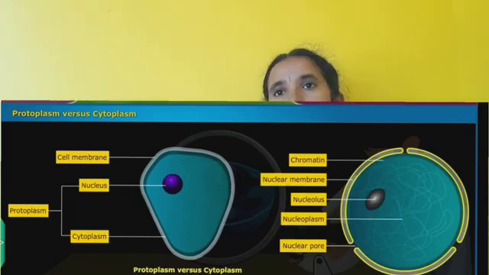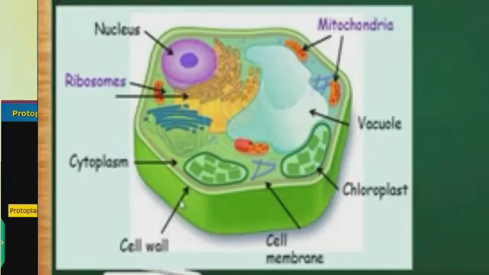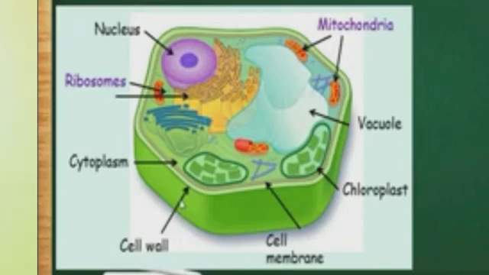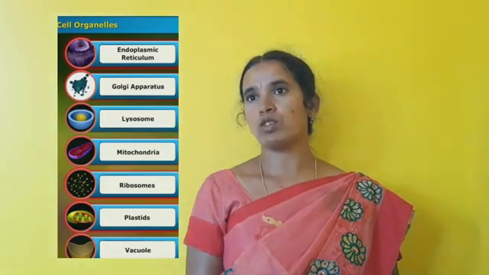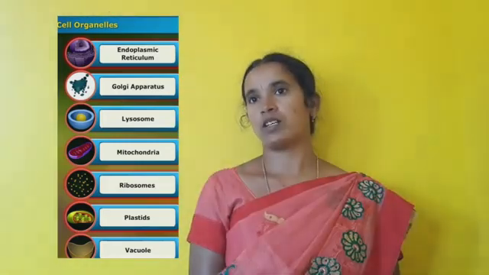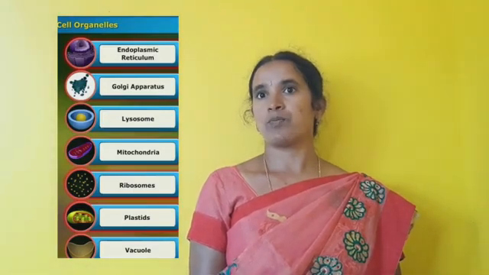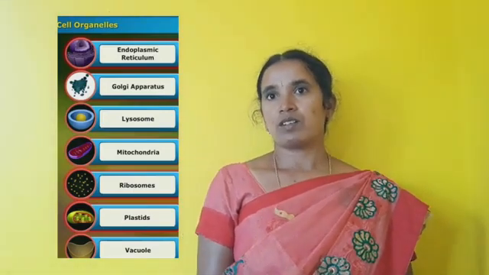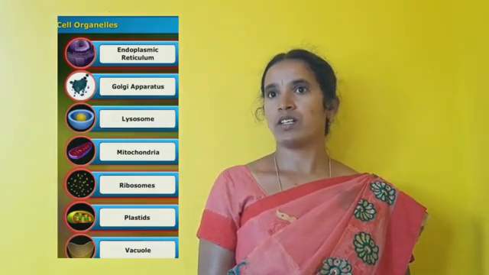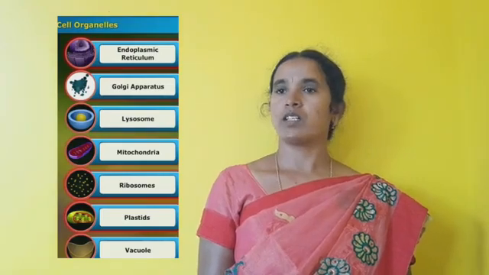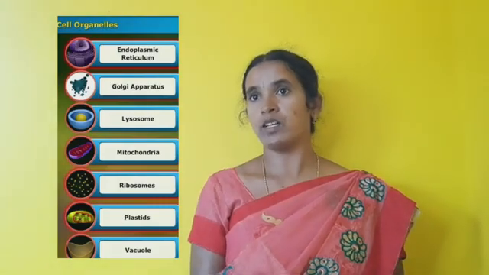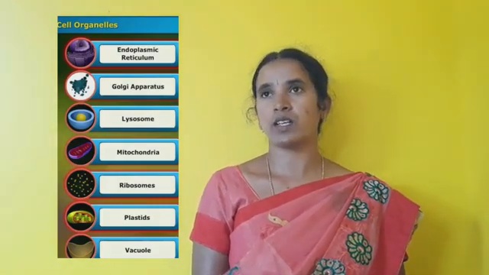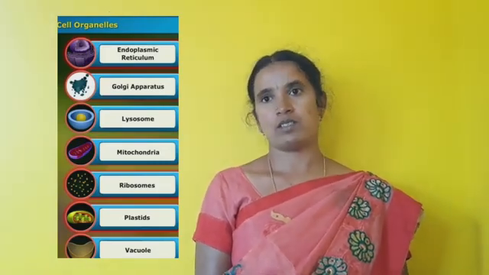Next, we will discuss cell organelles. Now we will discuss some important cell organelles like mitochondria, plastids, ribosomes, endoplasmic reticulum, Golgi apparatus, lysosomes, and vacuoles, etc. These are very important because they carry out crucial functions in the cell.